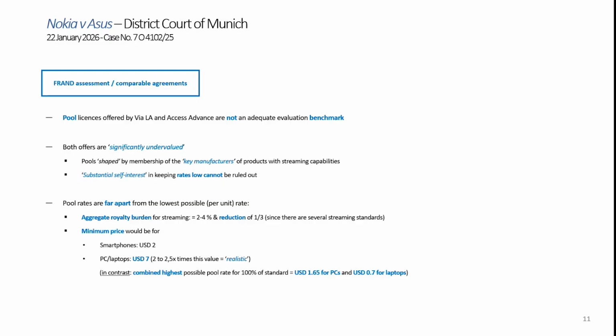The combined highest possible pool rate would be $1.65, $0.5 for PCs and only $0.7 for laptops. So the court said this difference is significant here. So you cannot really use these pool licenses, these pool offers, as a benchmark, because the difference is so significant even compared to the lowest price that you could charge under normal circumstances. So this is again, in the eyes of the court, clearly indicating that these agreements cannot be used for assessing the FRAND conformity of individual license agreements for individual portfolios.